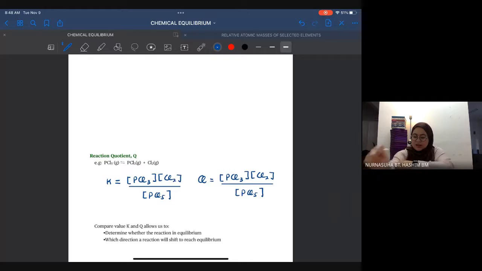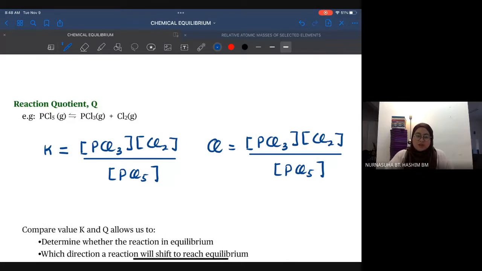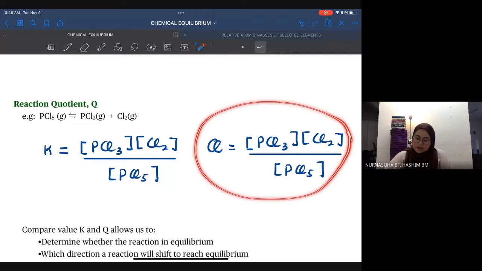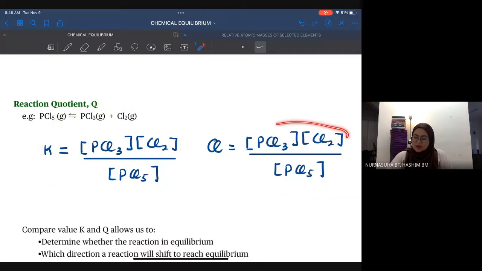Okay, sekarang kita proceed dengan reaction quotient, Q. Okay, if the question wants to find out equilibrium constant, so dia punya formula adalah concentration of product divided by concentration of reactant. So kalau reaction quotient, dia punya formula mana? Ya, sama je macam K. Concentration of product divided by concentration of reactant. So apa beza Q dengan K?